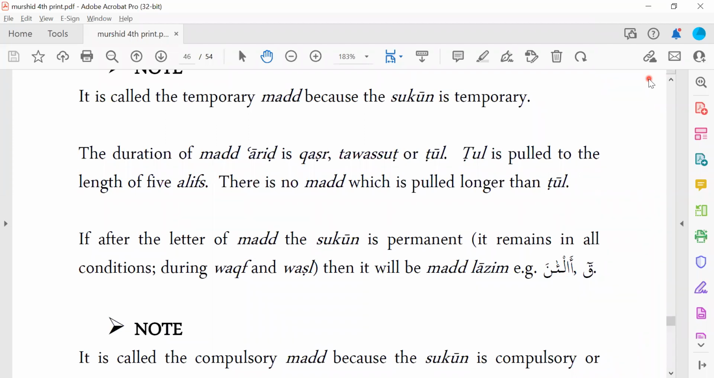Excuse me. Here I have a question. As I understood, the duration of temporary mad is qasr and tawassut or tul. It means we can say it's ikhtiyari for us to choose any one of these. That's correct. So you can choose any one, but if you choose one, you stick to it. So you don't start off and say Alhamdulillahi Rabbil Alameen, Ar-Rahmanir Rahim, Maliki Yawmiddin. No. So it has to be consistent, basically.